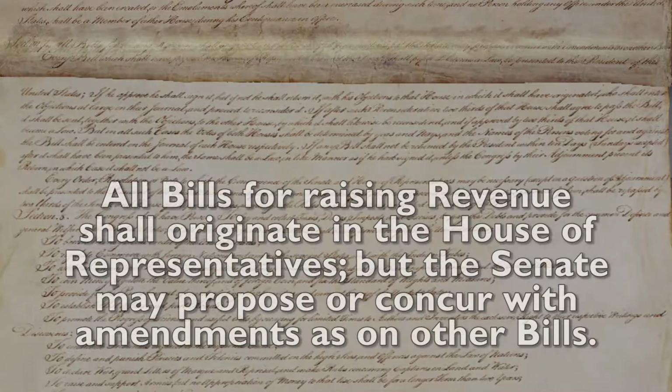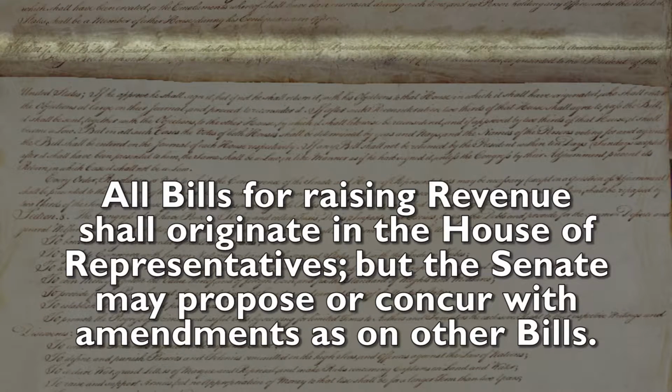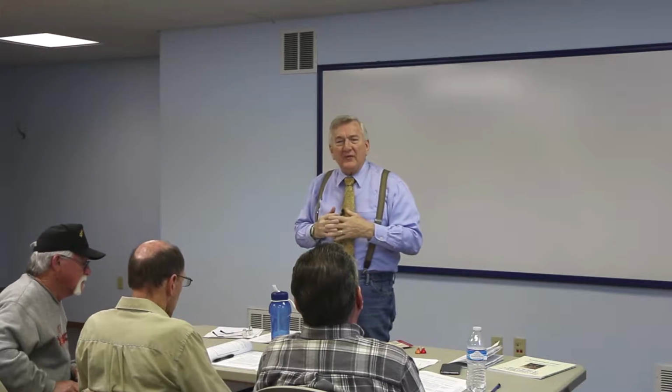All bills for raising revenue shall originate in the House of Representatives, but the Senate may propose or concur with amendments as on other bills. Good. Any bill that raises revenue, any bill that's going to tax folks, has to come from the House of Representatives. What problem were they trying to solve with that one? Executive overreach and spending. Exactly right.